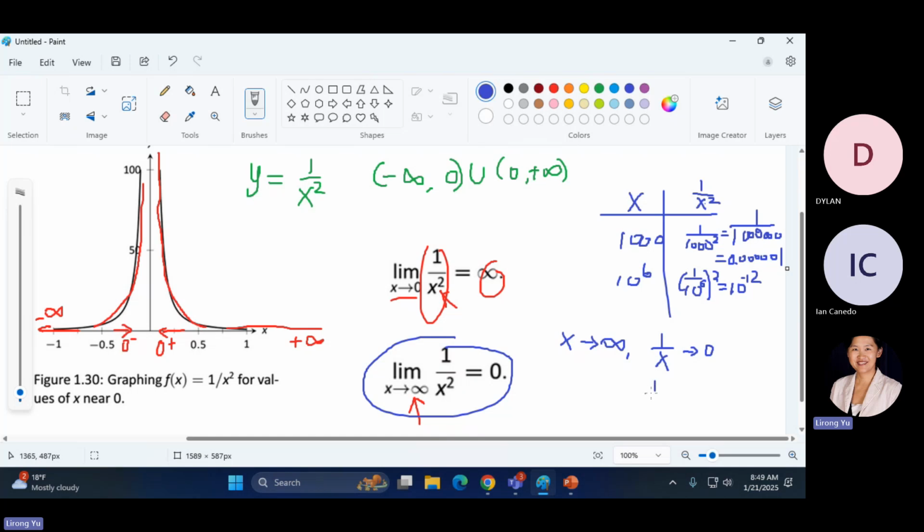what happens to 1 over x squared? If 1 over x is approaching 0, 1 over x squared also is approaching 0, because 1 over x squared is the square of 1 over x. Basically, you square this, and then you get this. Essentially, it's a square relation between the two. So that's how I would approach a problem from an analytical standpoint.